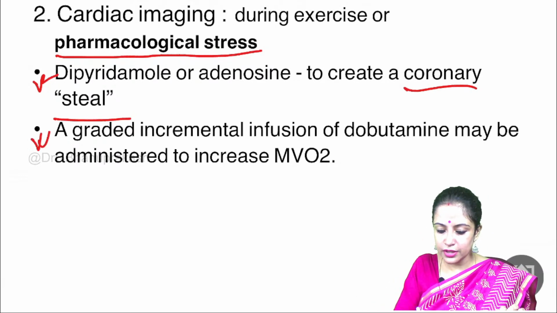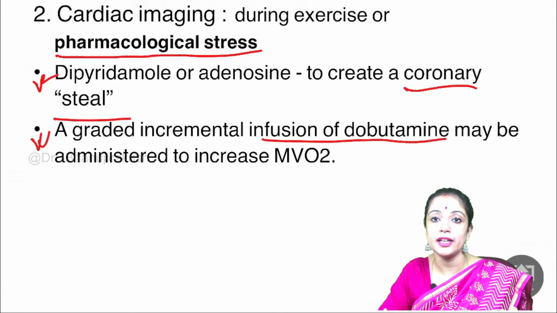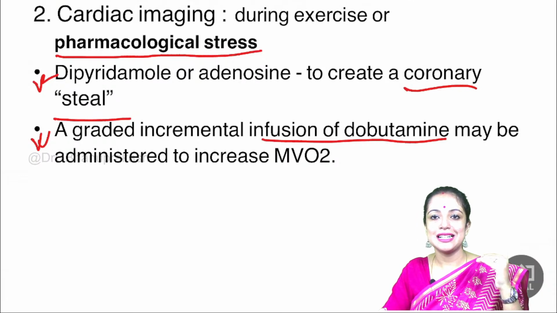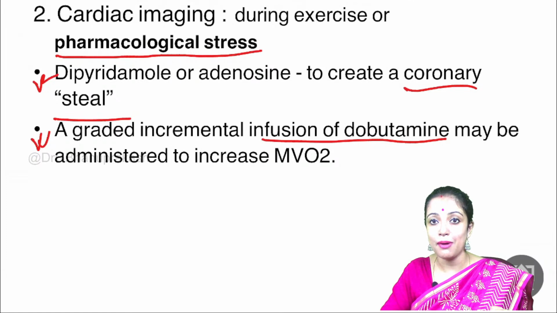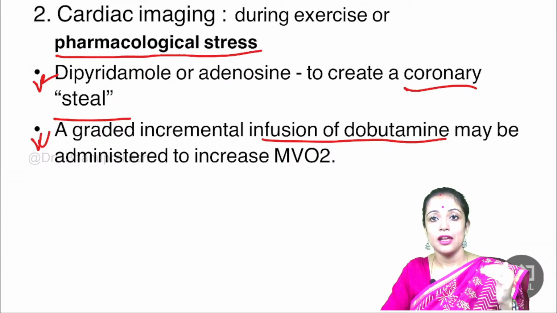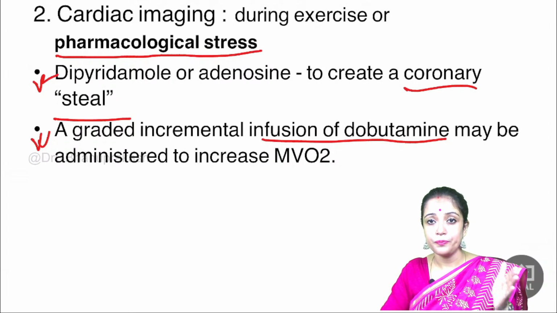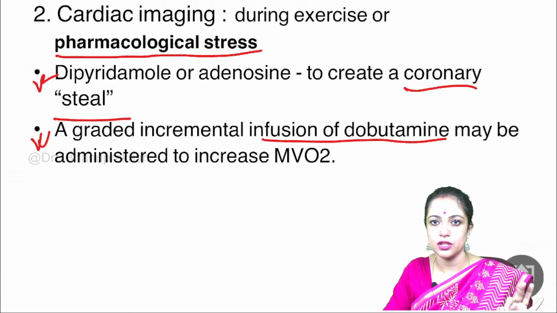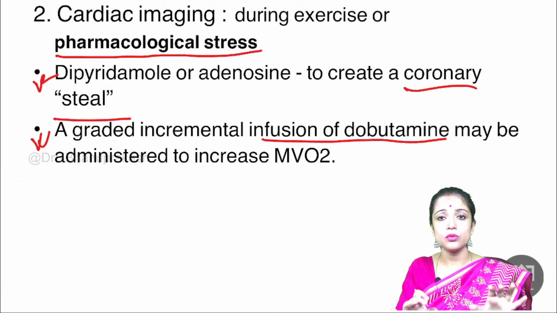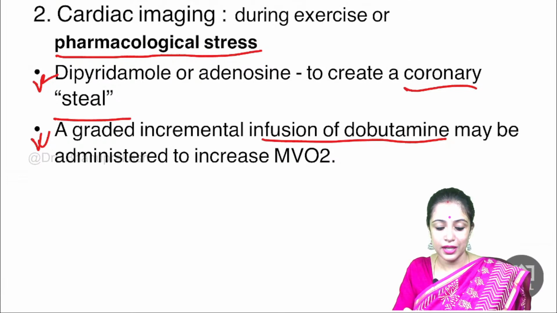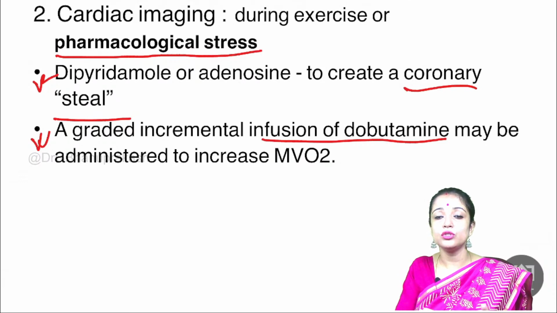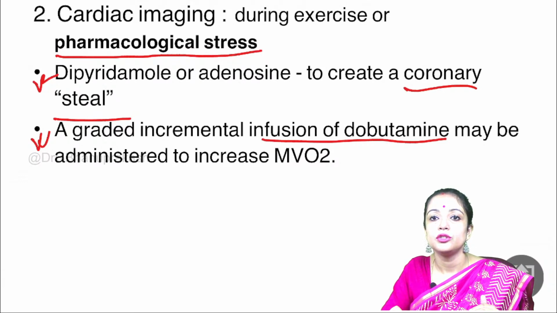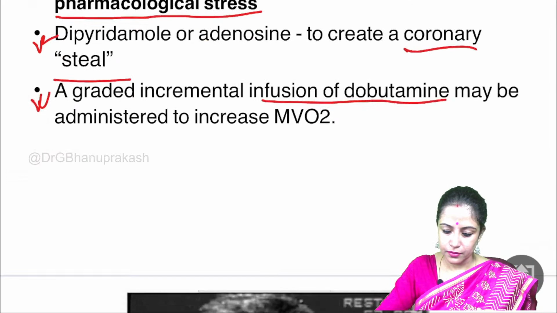Or we can use incremental infusion of dobutamine, which is an inotrope we know. If we give incremental doses of dobutamine, it will increase the myocardial oxygen demand. Again, we will see if the supply is adequate enough to fulfill the demand, or if the patient develops ischemia. So we will use either dipyridamole, adenosine, or dobutamine infusion, and then we will do cardiac imaging.